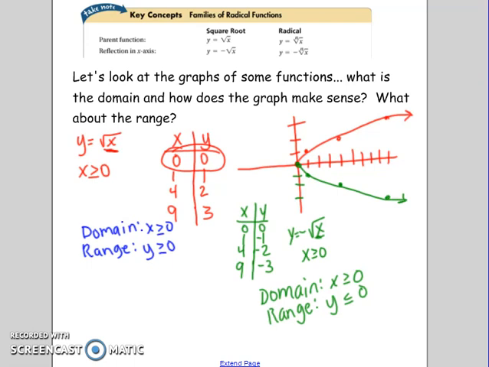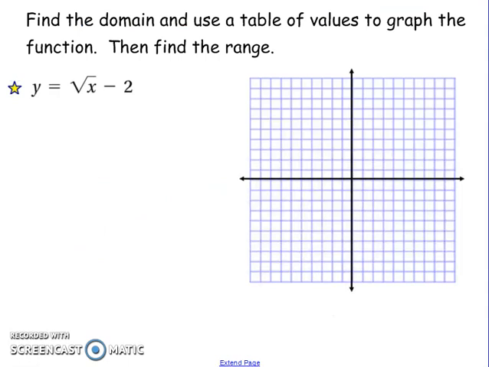So let's look at another example. We want to find the domain and use the table of values to graph the function, and then find the range. Again, for the domain, we're going to take whatever's underneath the radical, so x, and make it greater than or equal to 0. We don't have to solve anything, it's already solved. So we'll make an xy chart.